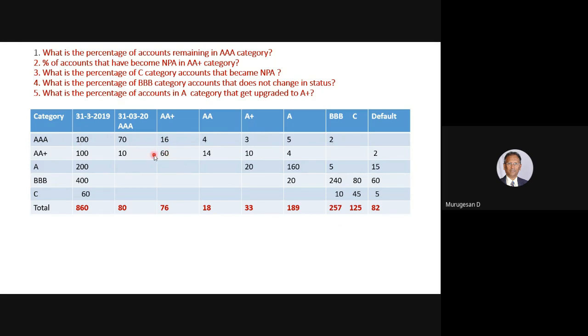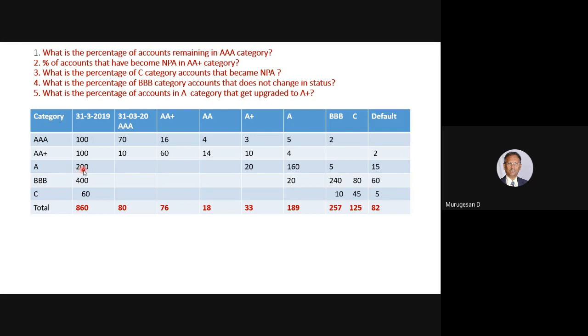What is the fate? 10 accounts upgraded, 14 accounts downgraded, migrated to AA. Another 10 accounts migrated to the next lower grade. Another 4 accounts migrated to A. My God, 2 accounts have become NPA, boss. 2 accounts out of 100 accounts as of last year under AA plus have also become default, meaning NPA. You remember? Now you analyze the 200. Very simple analysis.